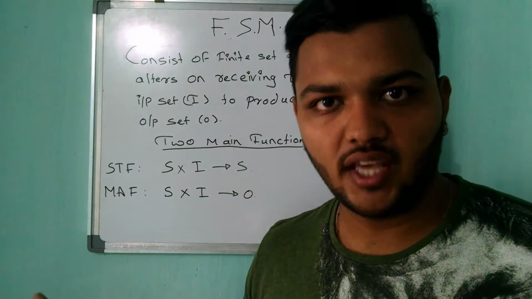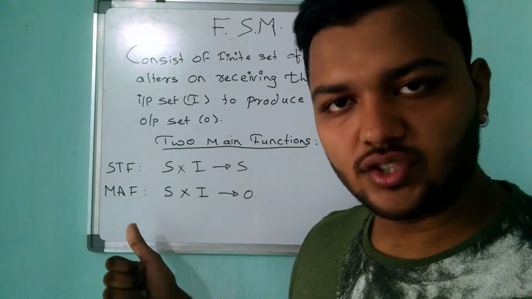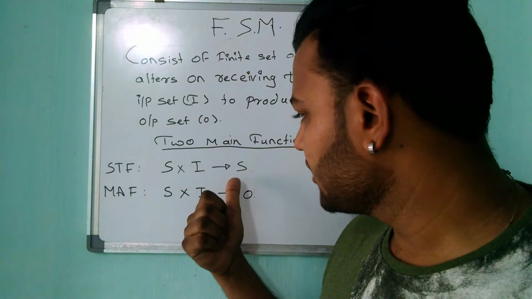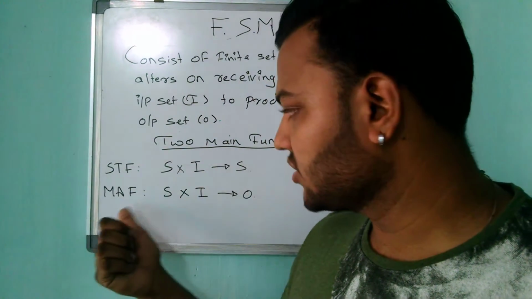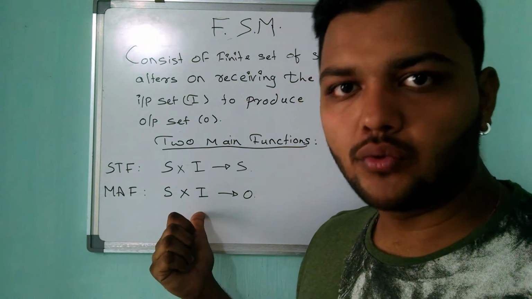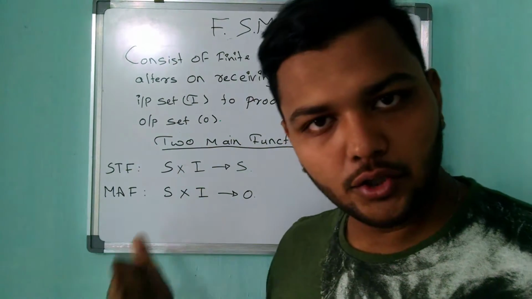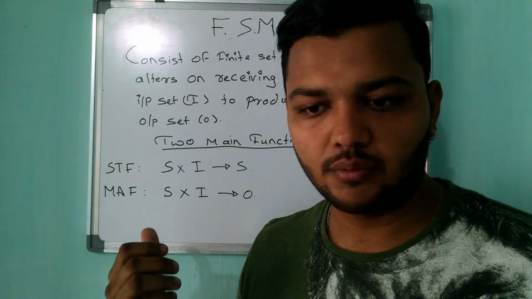Ahead, the 2 main functions which we'll define in FSM are the state transition function, STF, and the machine function, MAF. What does the state transition function say? It says that if you have a state and an input, then which next state to go to will be set by the state transition function. And the machine function will say that if you have a state and you have an input, which will be the output from the output set. So these are the 2 main functions of FSM. We'll be learning about them once we start solving the problems.